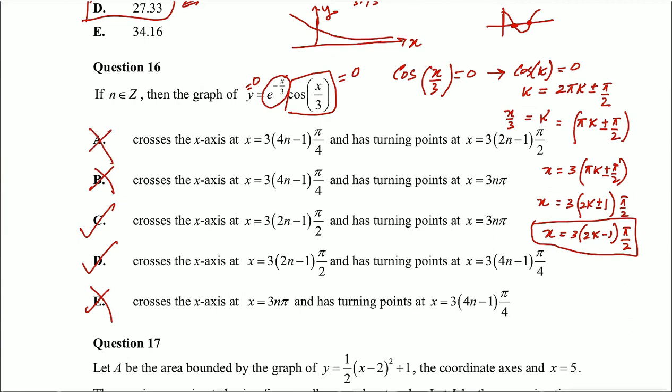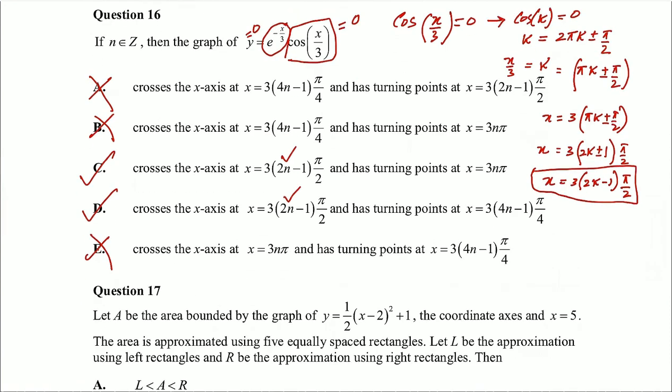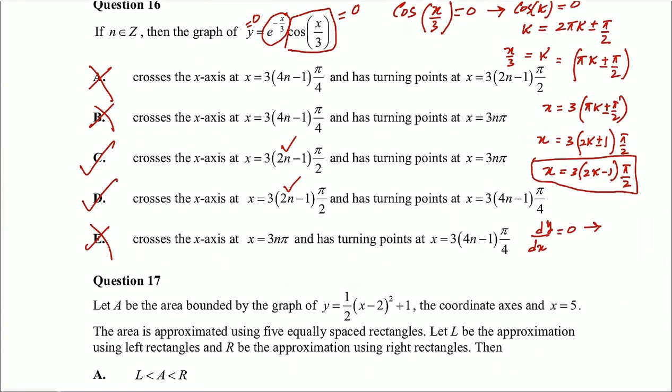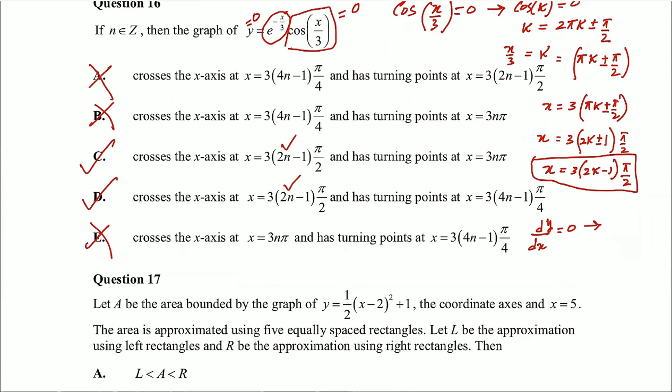So the next one crosses these two, right? So these two are correct. It has a turning point. So how do you find the turning point? At the turning point you have a stationary point, right? Turning point means dy/dx should be equal to zero, right? So your y is there. You put this into the CAS and set that equal to zero, so you should get the general solution easily.